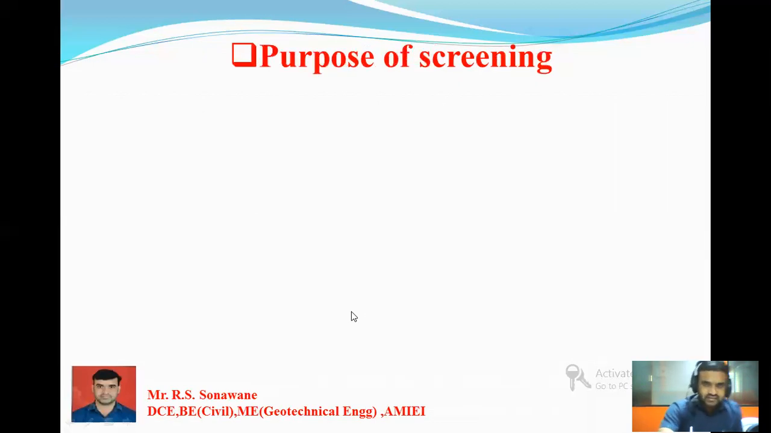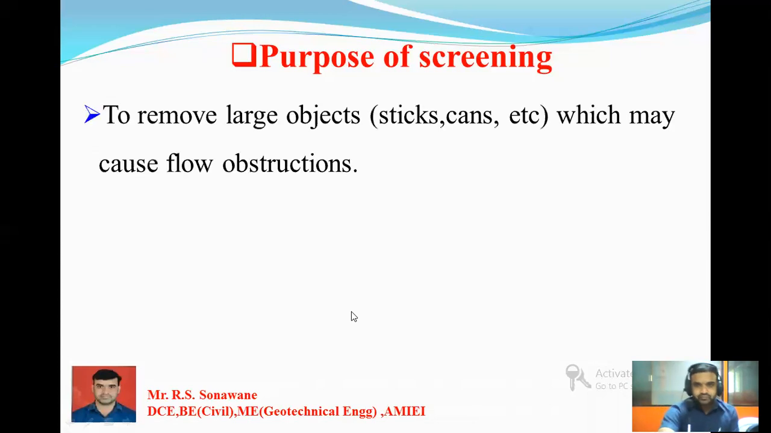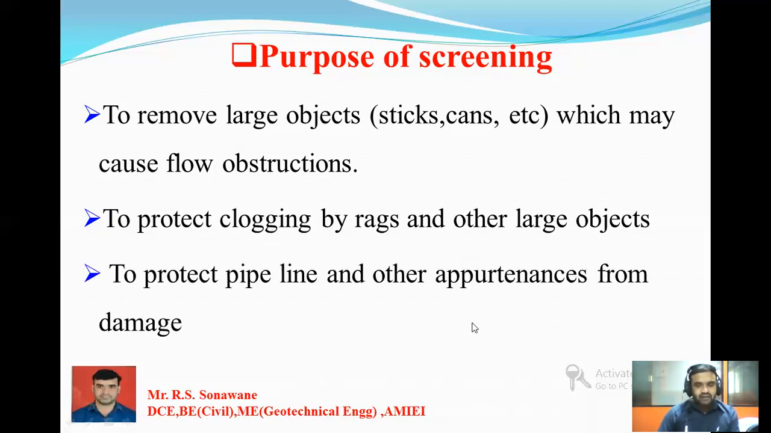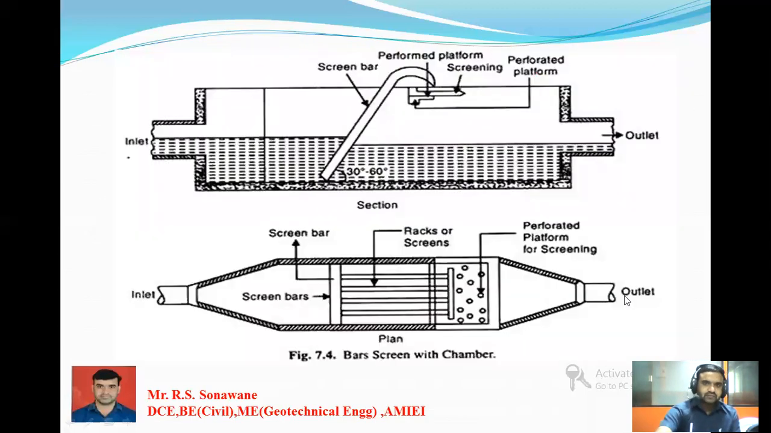Now in the next slide you can see the purpose of screening: to remove large objects, sticks, cans, etc., which may cause flow obstruction. So to prevent flow obstruction, sticks or cans should be removed, and this can be done through the process of screening. Screening removes large objects to prevent flow obstruction, to protect against clogging by rags and other large objects, and to protect the pipeline and other appurtenances from damage. This is the purpose of screening.